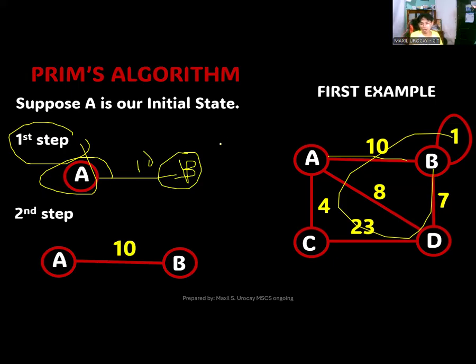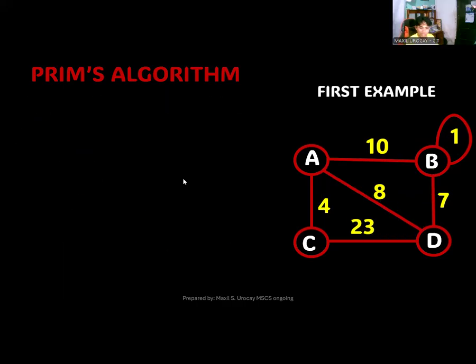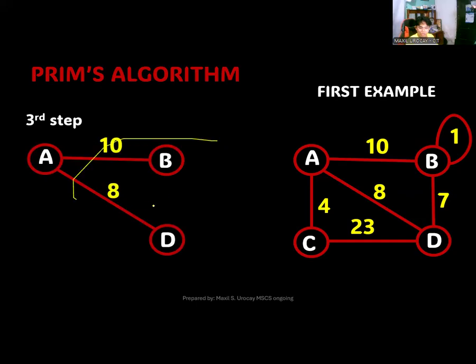After that, what will be the maximum amount? You can check that for A, the adjacent edges are 8 and 4, and for B, the adjacent edges are 7 and 1. Since 1 is a loop, we cannot choose that one. So the next maximum amount is 8, so we can choose 8. That is your third step right now.